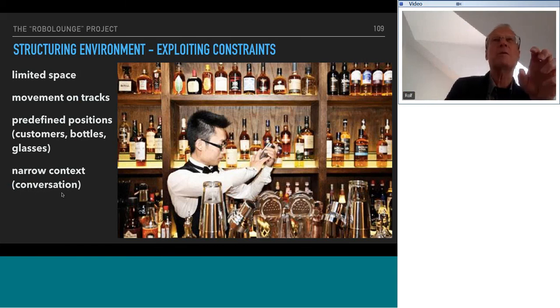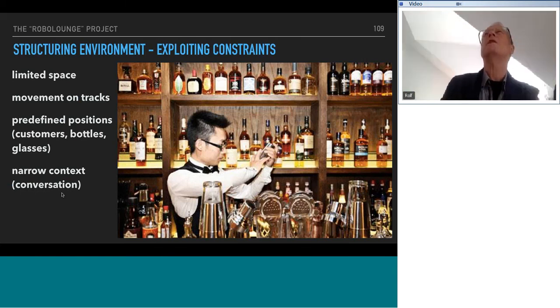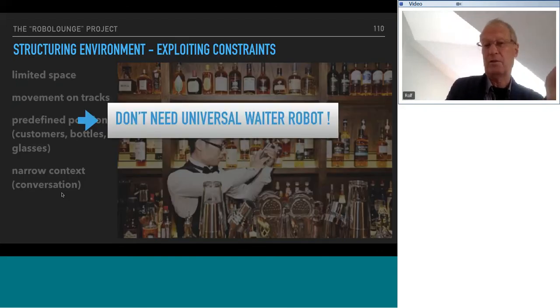And I think normally people just think about putting too many things into the robot, but I think it's more profitable to think about things not to put into the robots, or to put into the environment. We don't need a universal waiter robot. So I'll see you in the Robo Lounge in the near future.